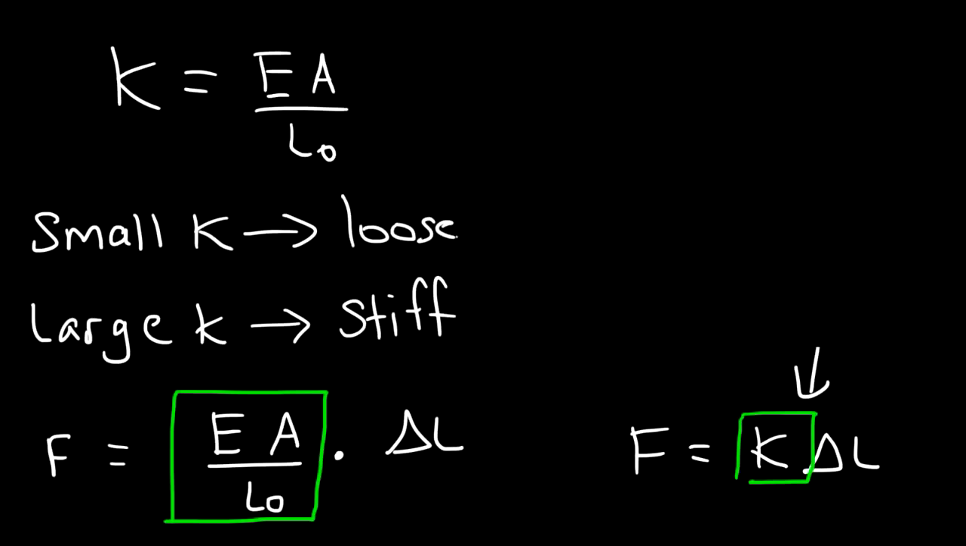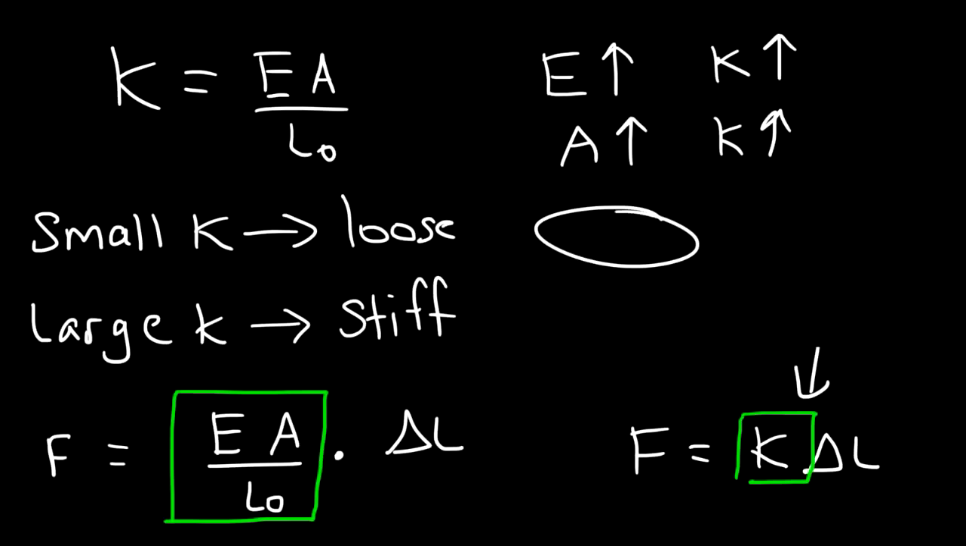So if you want to make something that's stiff, that's very strong, you want to increase the K value. So you want to choose a material with a high elastic modulus, something like steel or iron, and you want to make it very thick. So you want to increase the cross-sectional area of the object. You want something that's very wide as opposed to very thin. And the last thing you want to do is decrease the length of the object. If you decrease the length, the K value will increase.